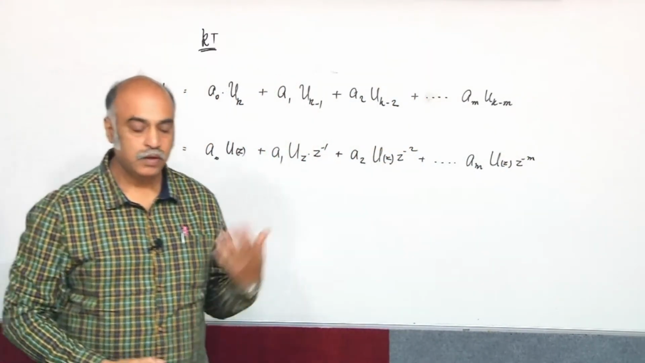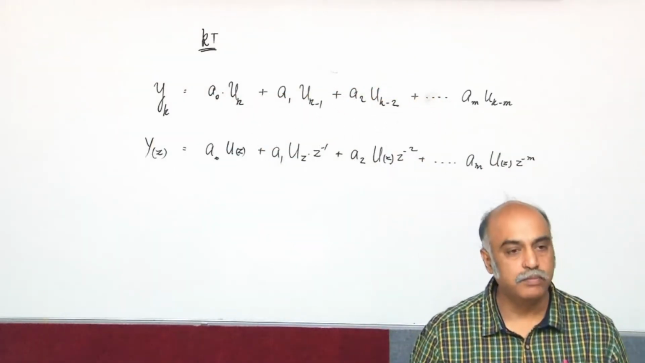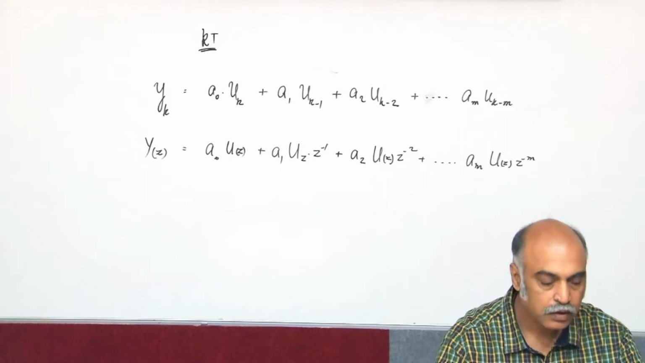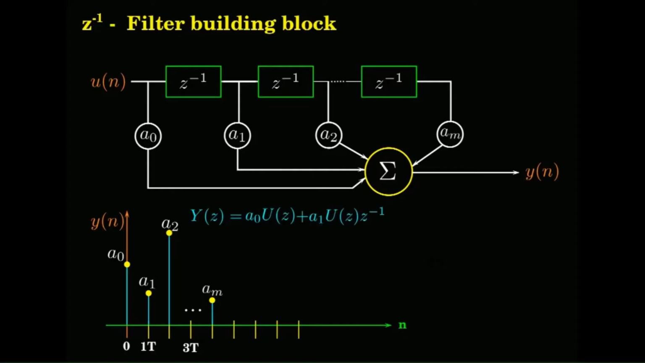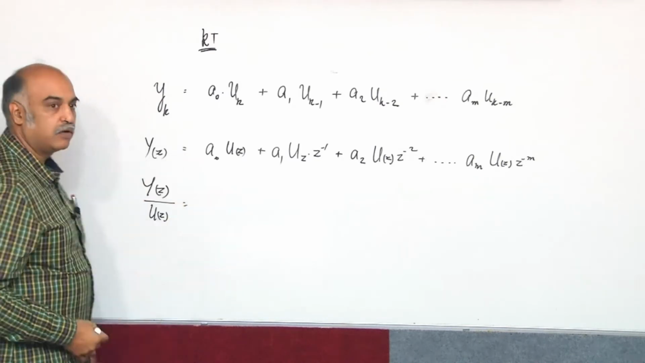So this is your z transformed equation. So y(z) is a0 u(z), and so on. So the transfer function is y(z) by u(z).